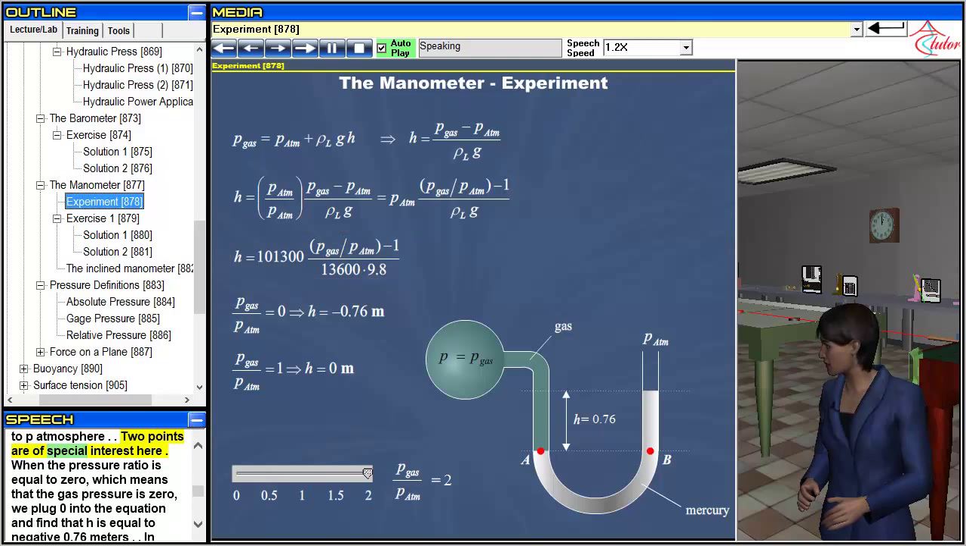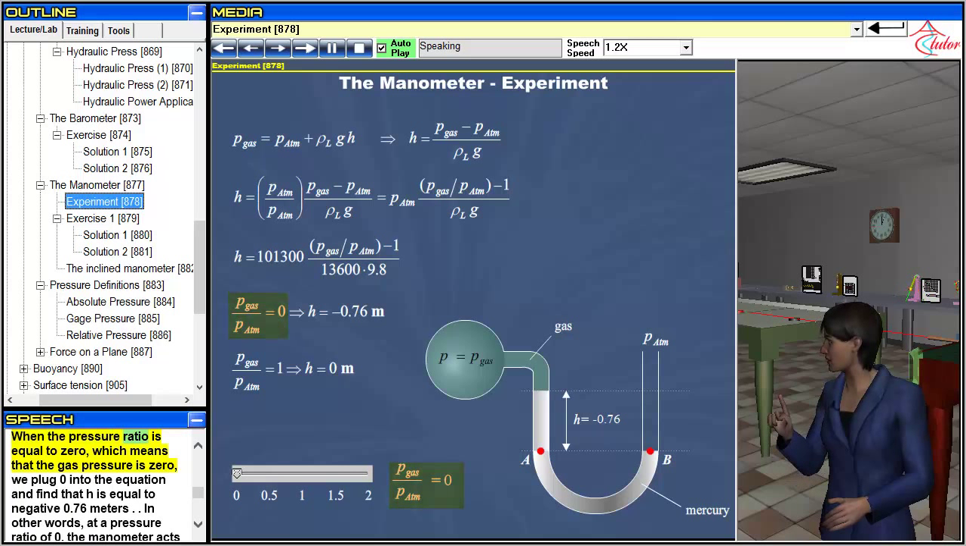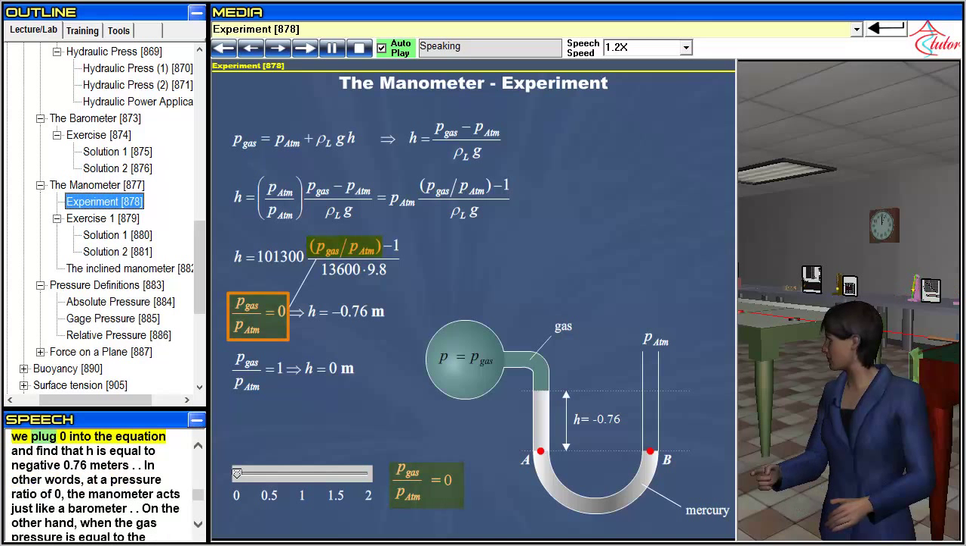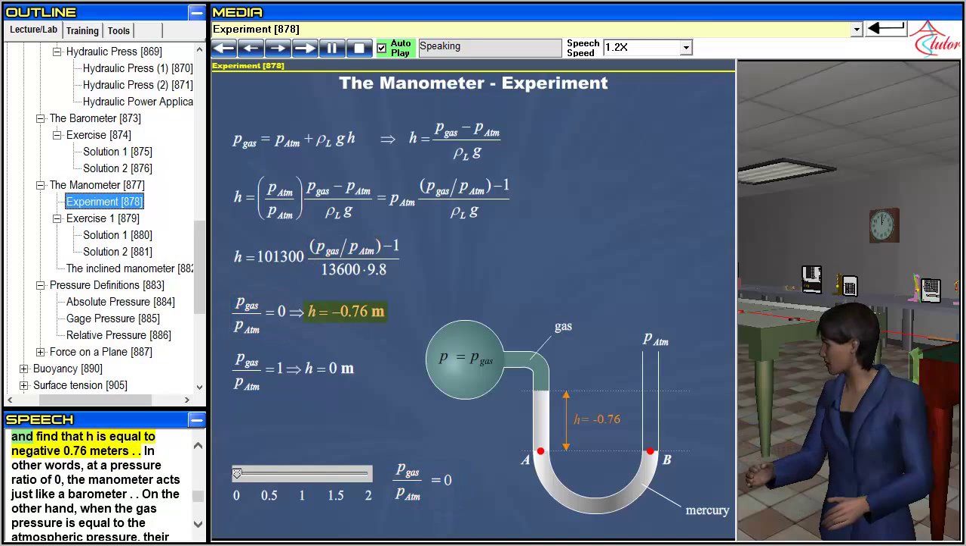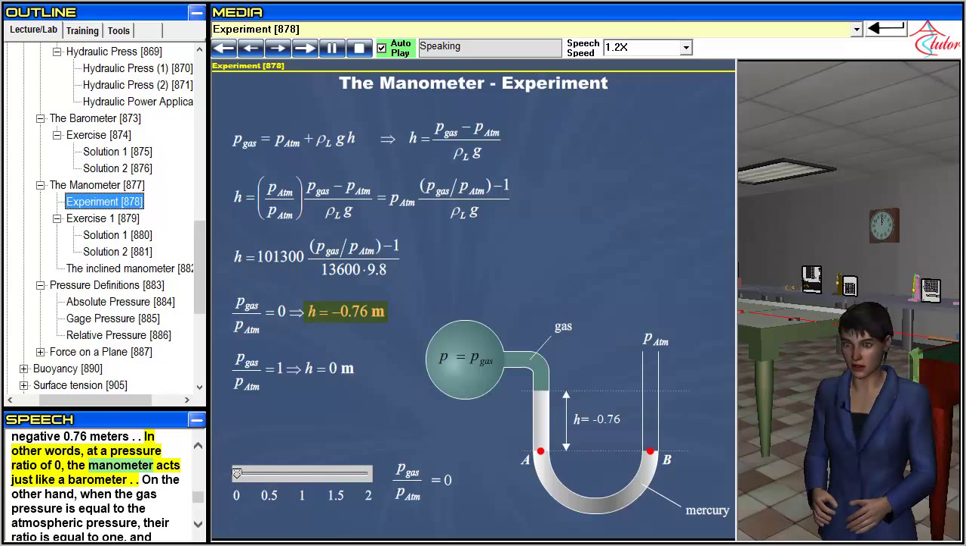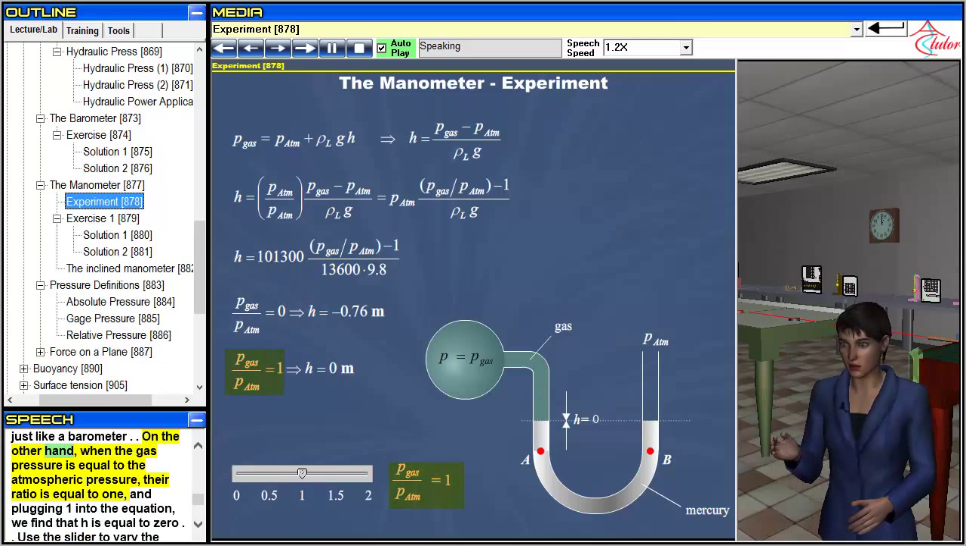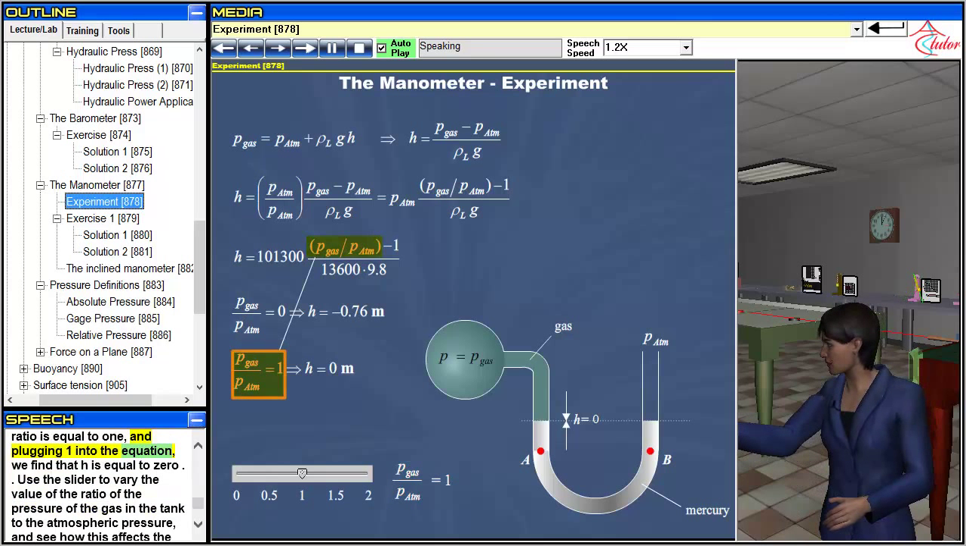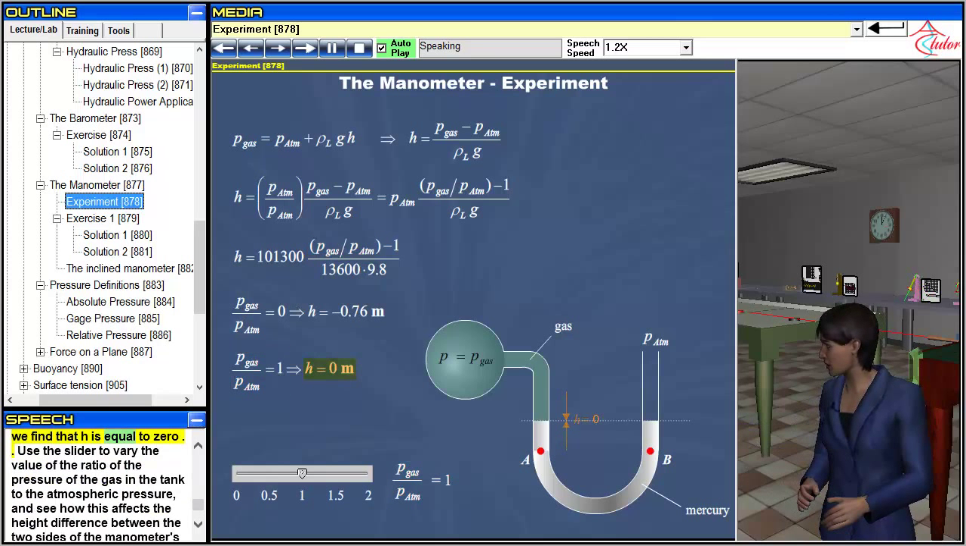Two points are of special interest here. When the pressure ratio is equal to 0, which means that the gas pressure is 0, we plug 0 into the equation and find that h is equal to negative 0.76 meters. In other words, at a pressure ratio of 0, the manometer acts just like a barometer. On the other hand, when the gas pressure is equal to the atmospheric pressure, their ratio is equal to 1. And plugging 1 into the equation, we find that h is equal to 0.